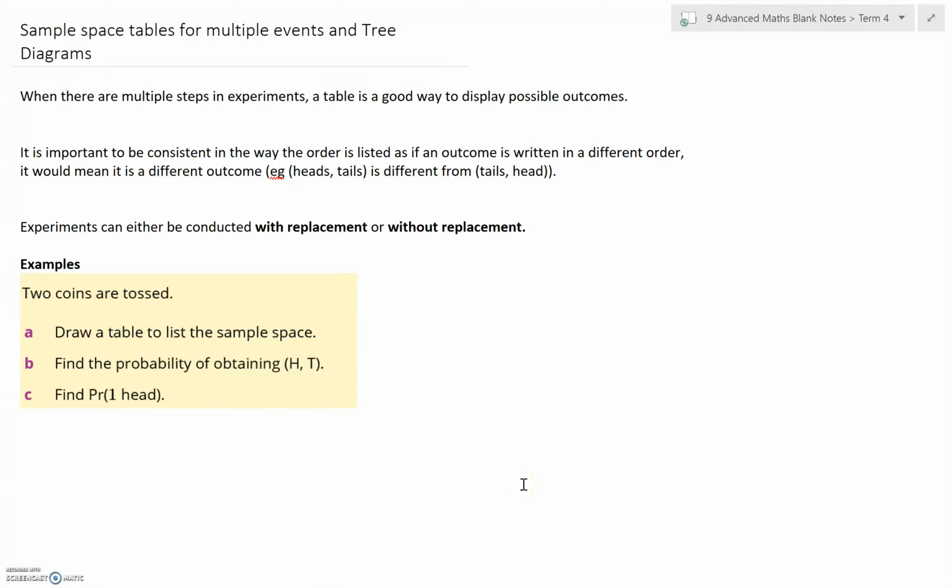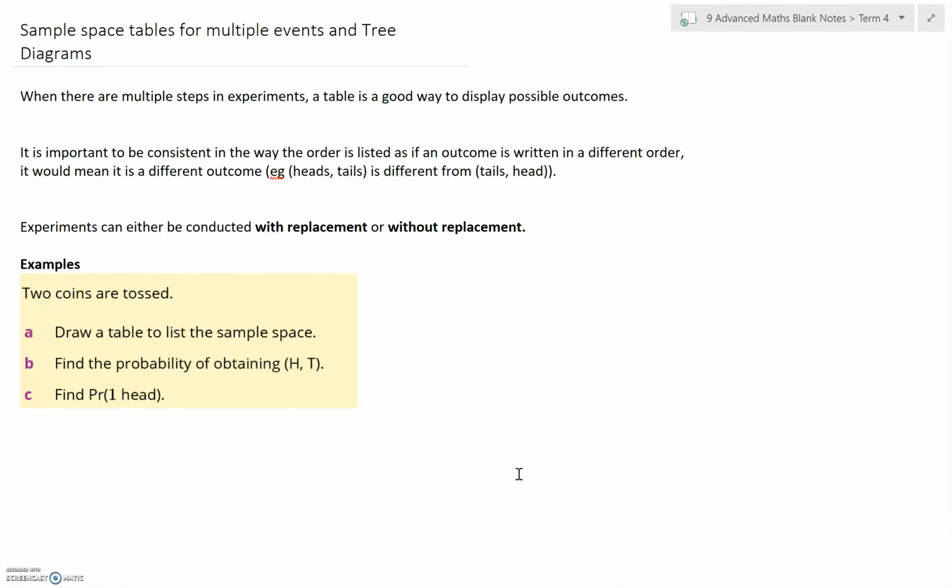Okay, so today we're going to go through probability work relating to sample space tables when we've got multiple events happening, and then we'll do some tree diagrams separately. So when we've got multiple steps in an experiment, a table is a great way to display possible outcomes to help us decide what those outcomes could be if it's not always clear.